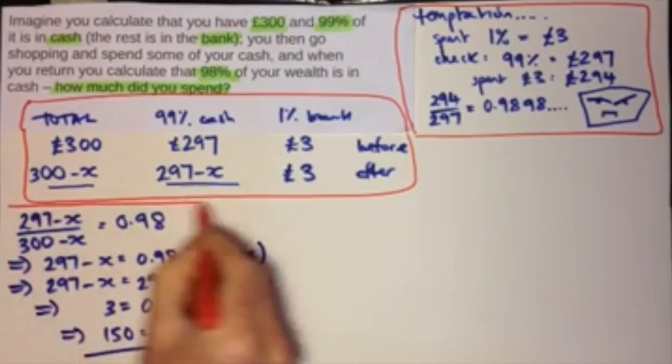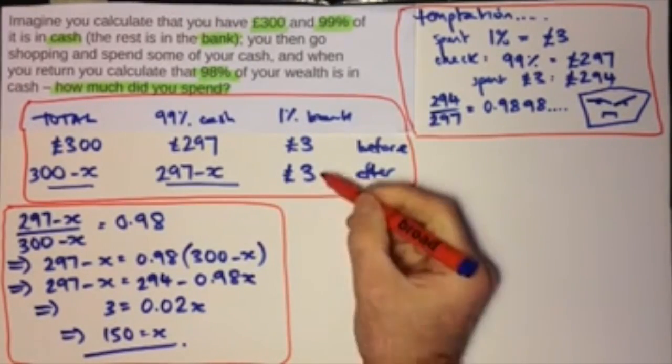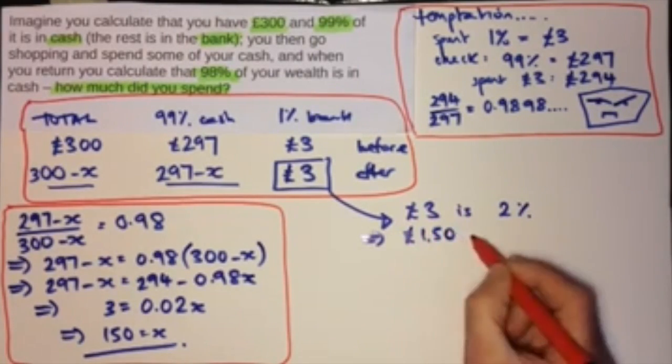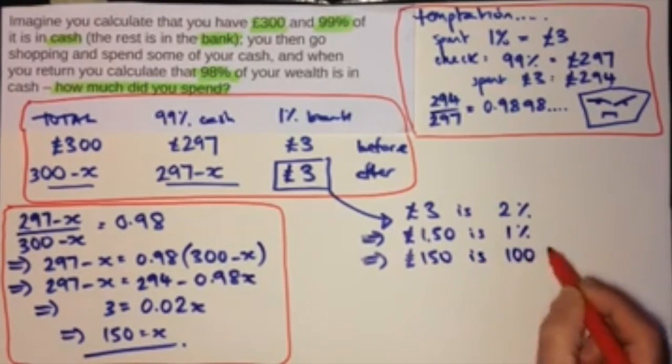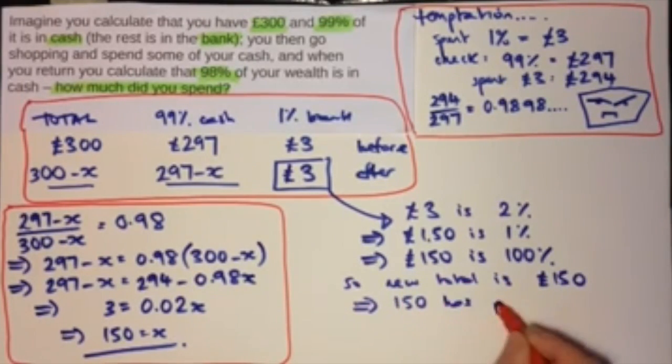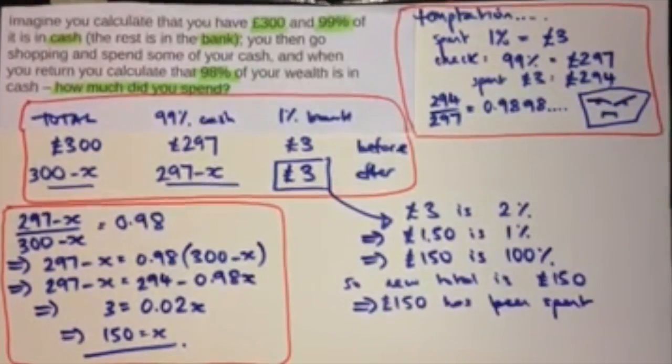That's one way through. A more efficient solution is to realise that the £3 after we've gone shopping must be worth 2% of our wealth. If £3 is 2%, then £150 is 100%. This means that £150 has been spent.